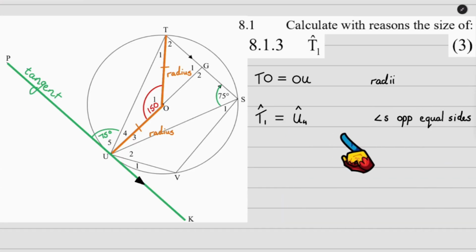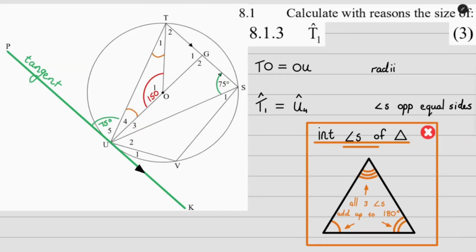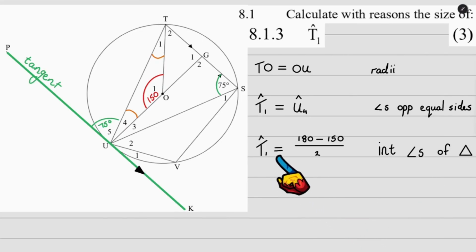Okay, after we know that those two angles are equal, we're going to use the following property of a triangle to calculate them. So it's interior angles of a triangle. I know that all three of the angles inside of a triangle add up to 180 degrees. So we're going to write it like this. We say that T1 equals, and then we do quite a big fraction, and we say 180 minus 150, and then we divide that by 2.